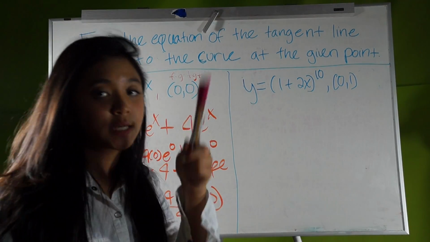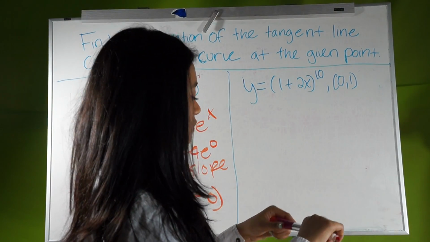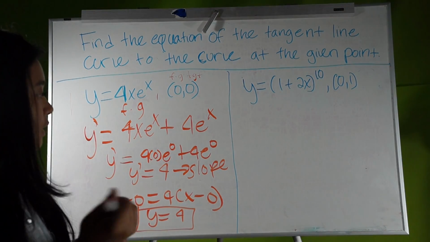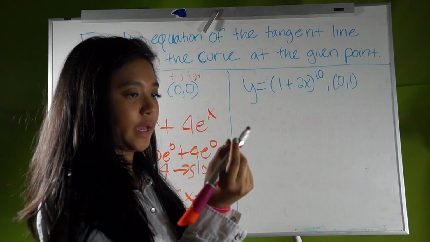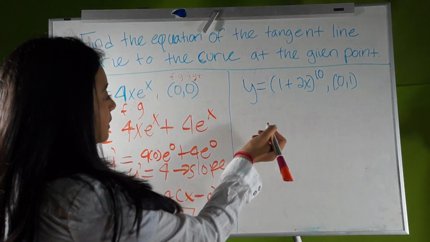Now you can throw a second party if you want to conquer this, which is y equals (1 plus 2x) to the 10th power, at the point (0, 1). I'm going to use, let's see, pink, because I kind of like pink. No, actually I like blue. So I'm going to do this.